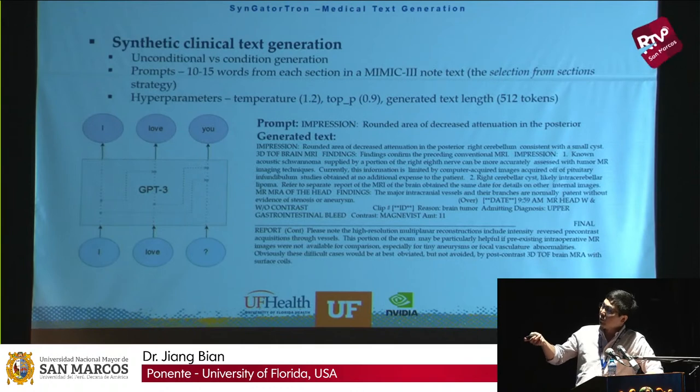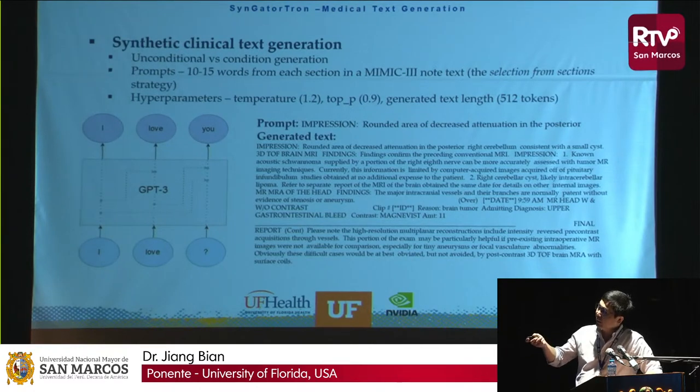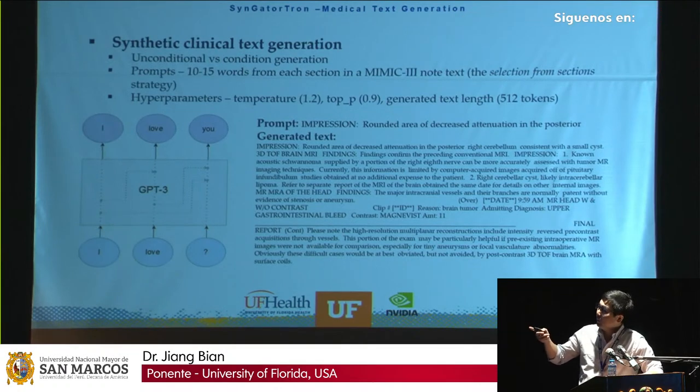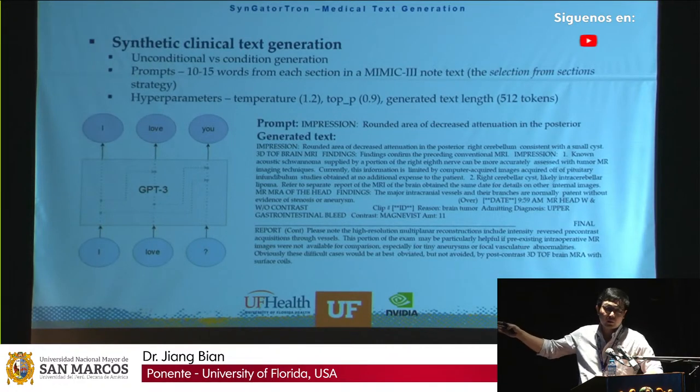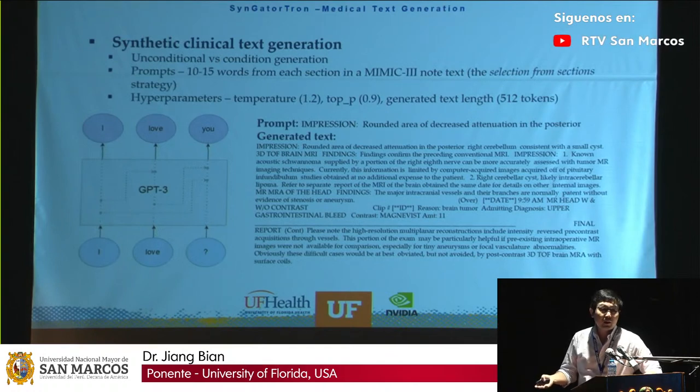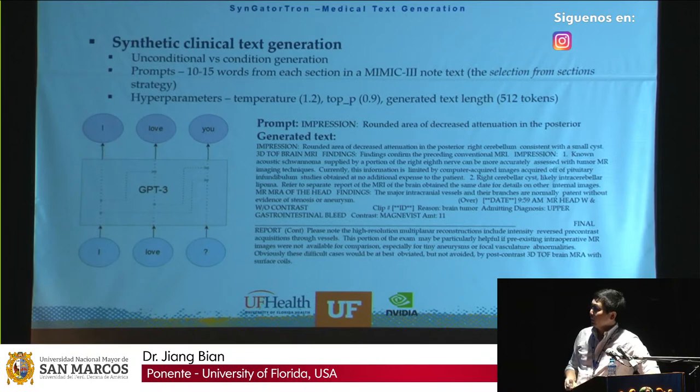So this is actually a real-world example. The prompt we provide is only the header of one of the example notes, right? Impression: around the area of decreased attenuation in the posterior, and that's it. And it generated all the rest of the content by itself, by the language model. If there's a condition here, you can read it, and it actually makes sense. It's a realistic patient profile, okay?